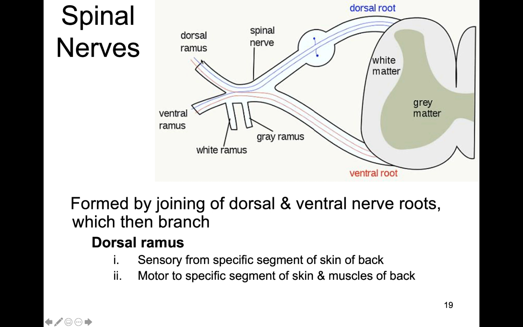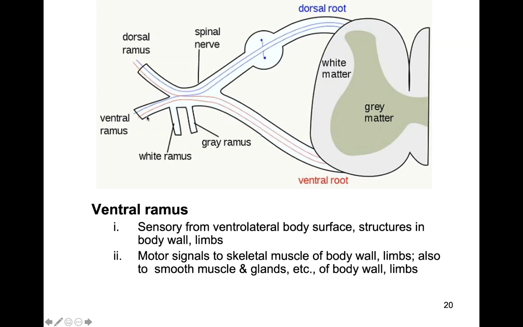So this is going to cross over. So in this dorsal ramus, you have a sensory that's going to bring information in, and then you have a motor that's taking the commands out. And then we also have the ventral ramus here. So what we have for the ventral ramus is the sensory information from ventrolateral body surfaces and structures of body wall and limbs. So your limbs, your body wall, the information is going to be coming in, and that goes towards the dorsal root. So this one is crossing over, going towards the dorsal root. And then it's also sending motor signals to skeletal muscles. So the signals that are going out, those are going to the muscles of the body and the wall.